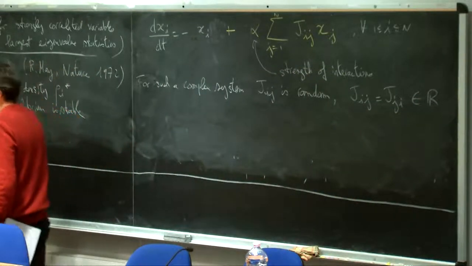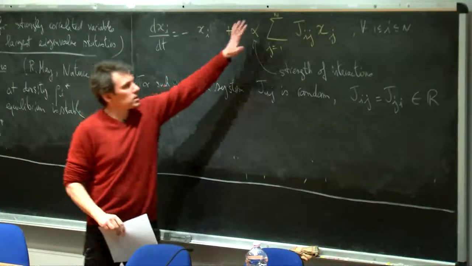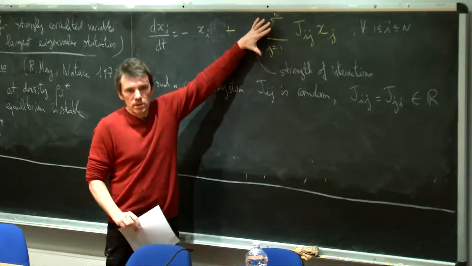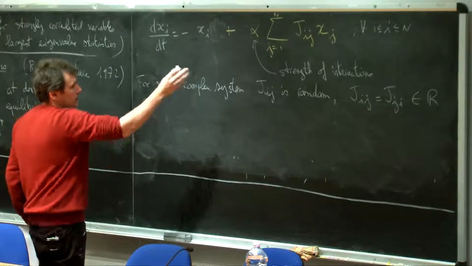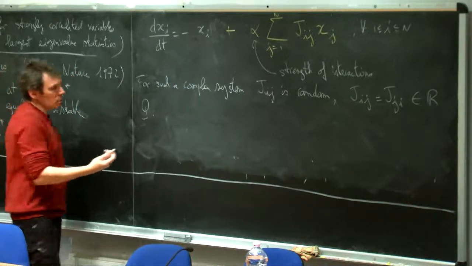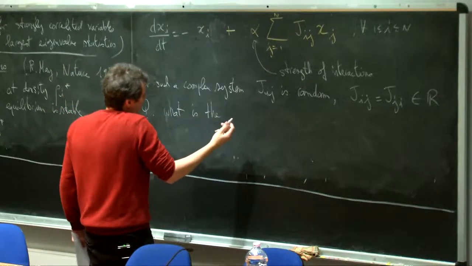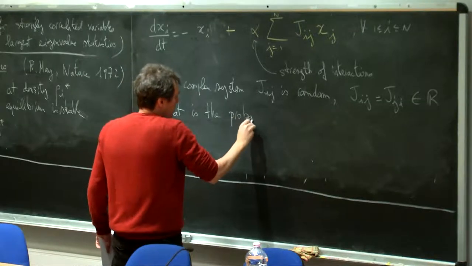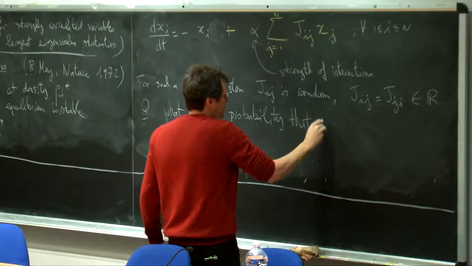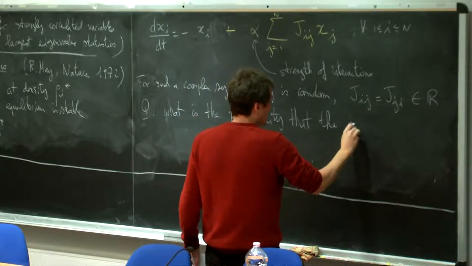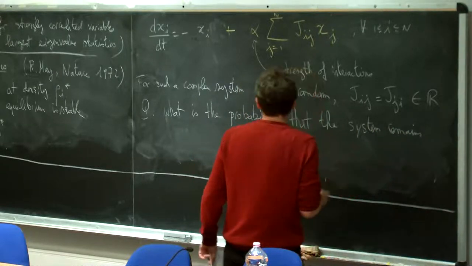And then he asked the question: without interactions, the system was stable. So when I tune the interaction, what is the probability that the system remains stable? That's a quite reasonable question, right? And natural, that the system remains stable.